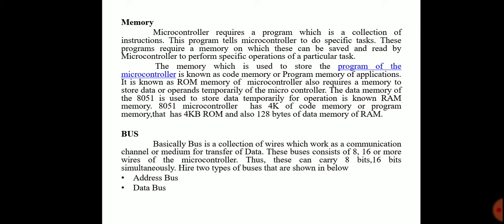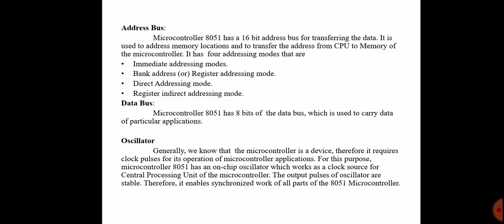Then the buses. A bus is a collection of wires which work as a communication channel or medium for data transfer. These buses consist of 8, 16 or more wires, so they can carry 8-bit or 16-bit data simultaneously. The types of buses are the address bus and the data bus. What are the address buses? The 8051 has a 16-bit address bus. It is used to address memory locations and to transfer the address from the CPU to the memory of the microcontroller.